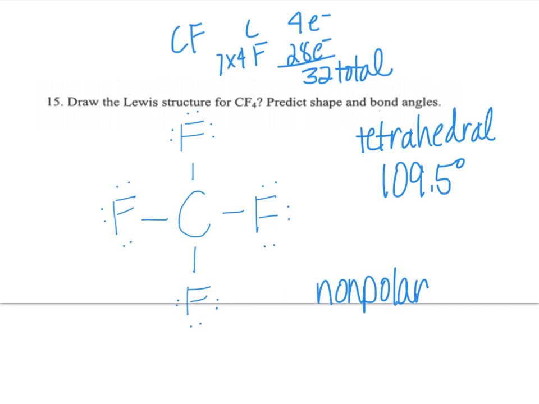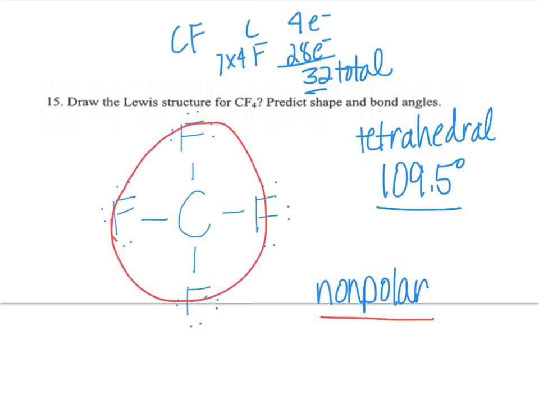And when we do that, we see that we do match up the 32 total electrons that we said it needed to have. Anytime it has 4 things bonded to the central atom and 0 lone pairs, that's going to make it tetrahedral, which would give it a bond angle of 109.5. And then, of course, if we look at the molecule itself, we see that it is symmetrical all the way around, so it would be a nonpolar molecule.